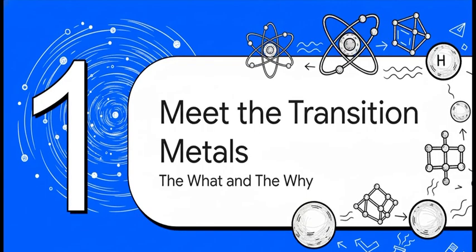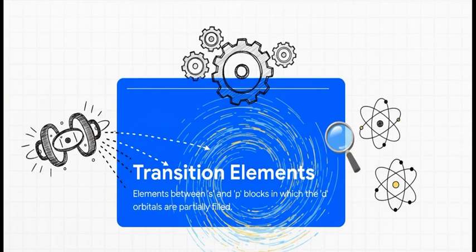First things first, let's meet the stars of our show. Before we get into all the cool stuff they can do, we have to understand the one basic rule that explains, well, pretty much everything about them. Okay. This right here is the most important definition you need to know. A transition element has a partially filled d orbital. That's it. That one little phrase, partially filled, is the master key that unlocks every single property we're about to talk about. So if you remember one thing, make it that.